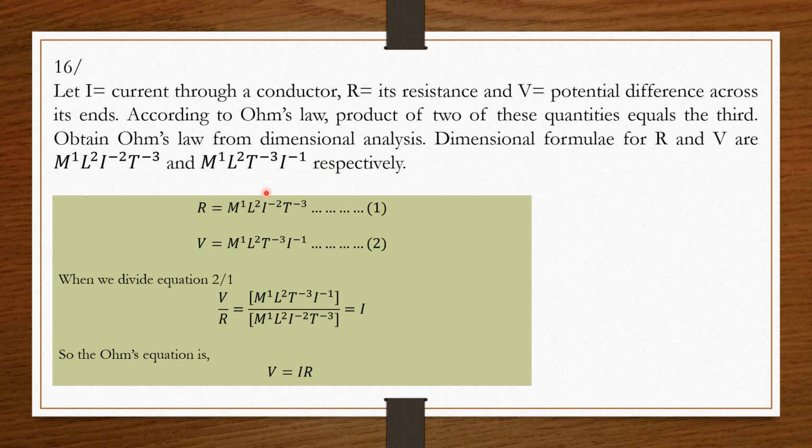So let's begin. And here the dimension of R is given as m1 l2 I minus 2 t minus 3, and V as m1 l2 t minus 3 I minus 1. So when we divide equation 2 by equation 1, we can find the result as V by R is equal to m1 l2 t minus 3 I minus 1 whole divided by m1 l2 I minus 2 t minus 3, and the result is found to be I. So Ohm's equation can be written as V is equal to IR.